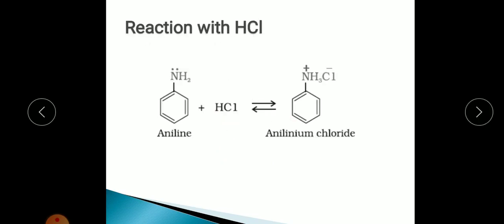Next, the chemical reactions of aniline. What will happen when aniline reacts with HCl? So aniline, as we know, is a base and HCl is an acid. So when a base reacts with an acid, it will produce a salt. So over here, the salt that is formed is anilinium chloride, which has the formula C6H5NH3+ Cl-.